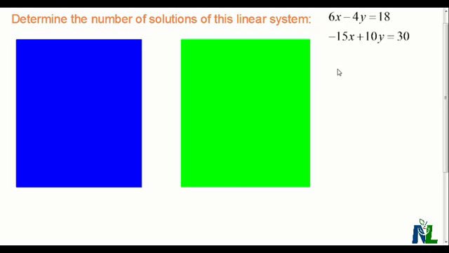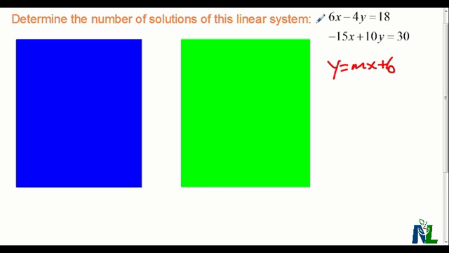Let's consider this particular system. First, I'm going to rearrange both of these equations. I want to get them in y equals mx plus b form. That way I can compare their slopes and y-intercepts.